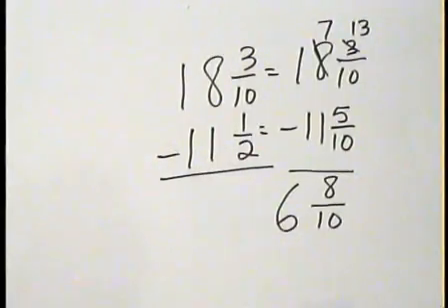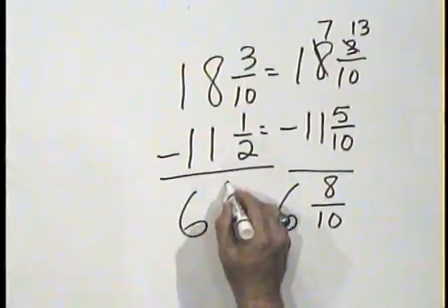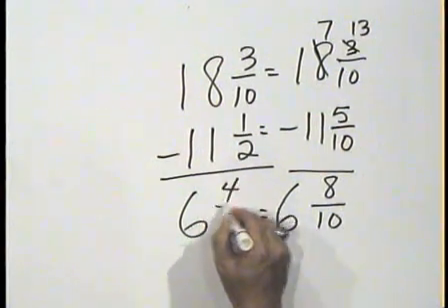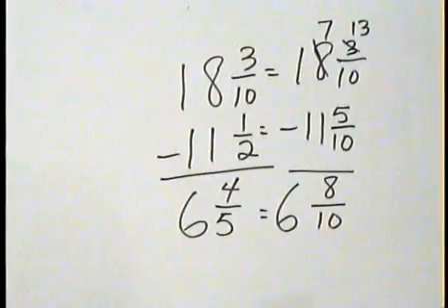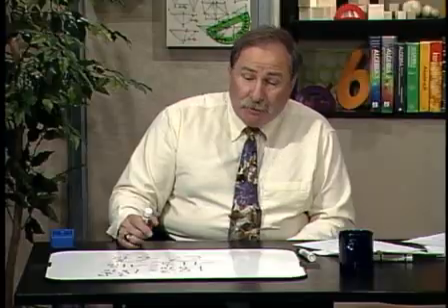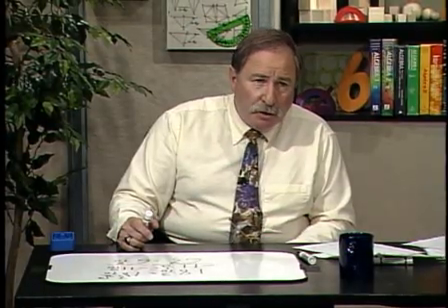Can I reduce that problem? Yes, I can. 8 and 10 are both even numbers. I divide by 2, writing down my 6 first. 8 divided by 2 is 4. 10 divided by 2 is 5. 6 and 4/5. Can I reduce 4/5? Nope. The only number that divides both 4 and 5 is 1, so 6 and 4/5 is the answer. 18 and 3/10 minus 11 and 1/2 is 6 and 4/5.